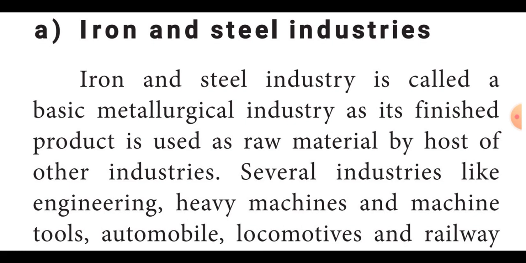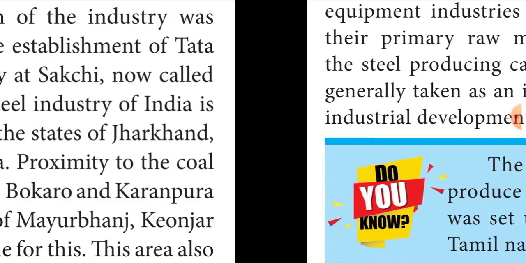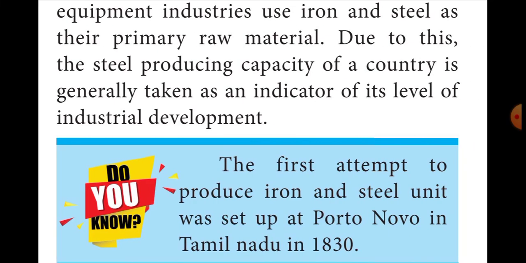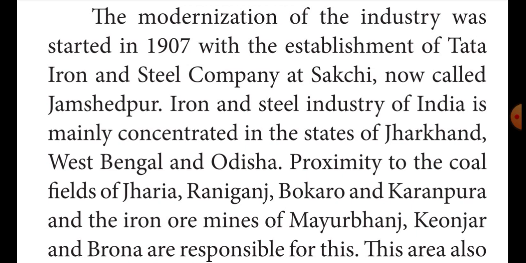The first attempt to produce iron and steel was at Porto Novo, in Tamil Nadu. It was set up in the year 1830. The modernization of the industry was started in the year 1907. Some of the iron and steel companies are concentrated in Jharkhand, West Bengal, Odisha, etc.